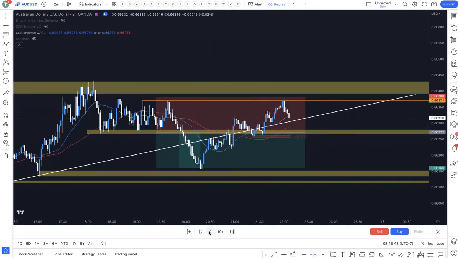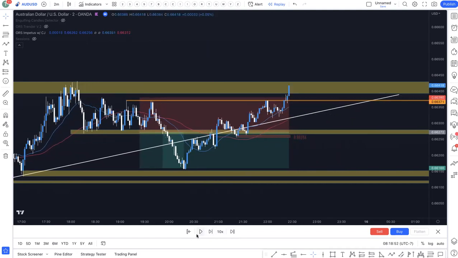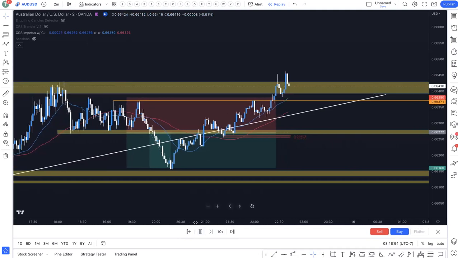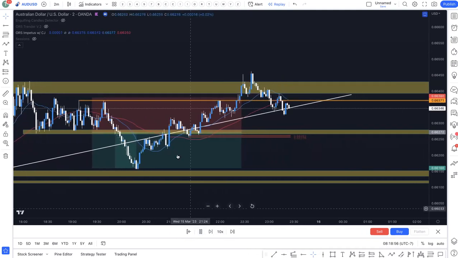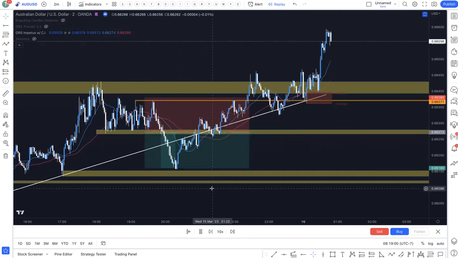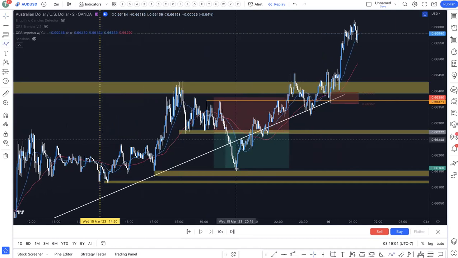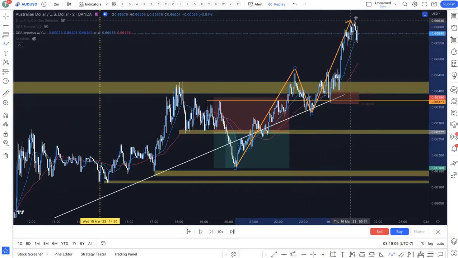But now we're at the actual impetus level. And there's our break, okay? So that was our shift up. Okay, here's the correction. And then it went up and made a higher high. Okay, so we had the shift up, the correction, the higher high.